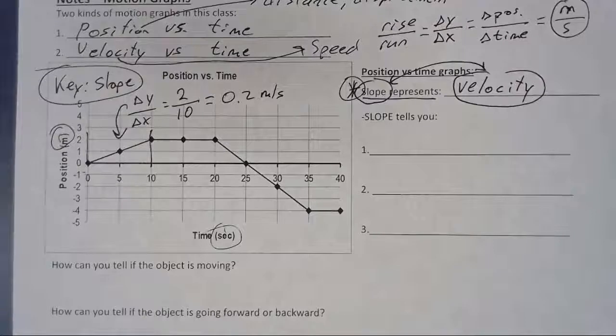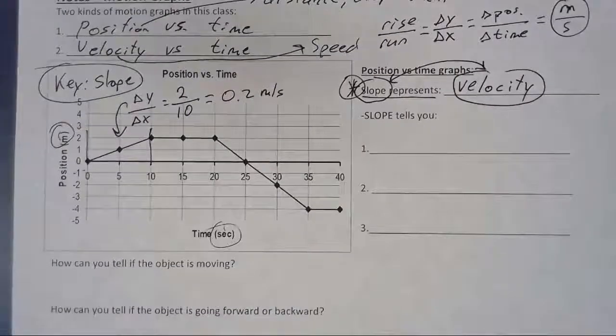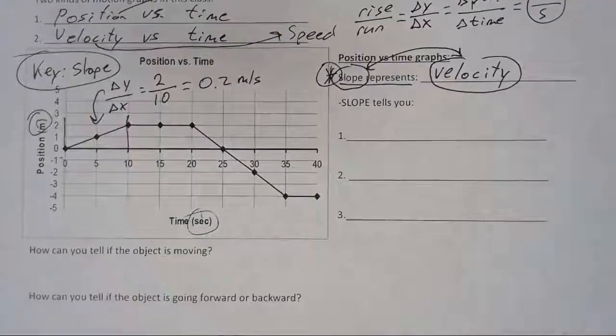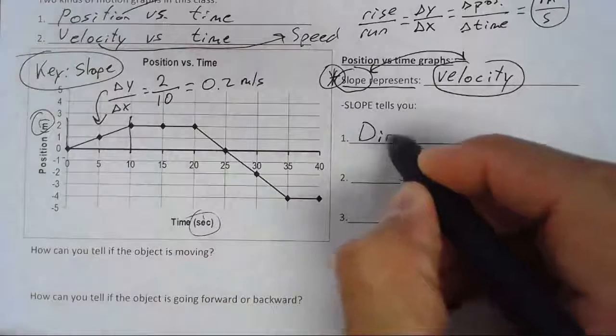So everything you can tell me about the slope is also true about the velocity. We calculated the slope of the line. The slope is 0.2, so is the velocity. Specifically, the slope is going to tell us 3 important things about the motion of this object. The first thing you can tell from the slope is the direction of motion.